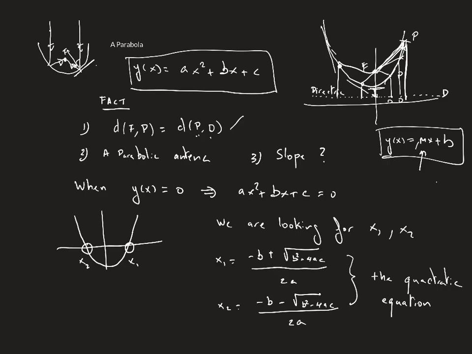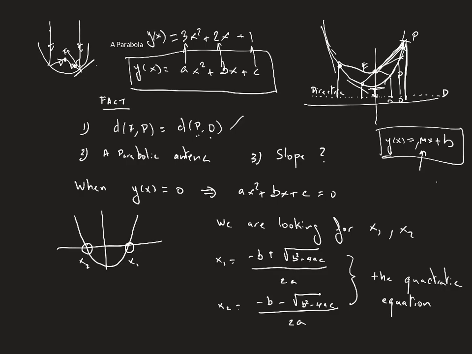So these are the facts that you want to understand. An equation like y of x equals 3x squared plus 2x plus 1 is always a parabola. In this example, a is 3, b is 2, and c is 1.